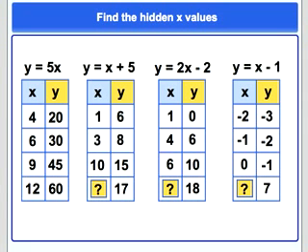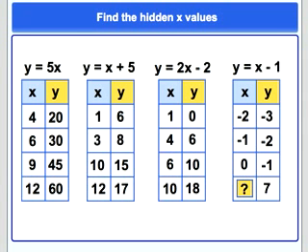Same as here. What would we add to 5 to get 17? Or we could say 17 minus 5, and again we would get 12. Here we have, what number multiplied by 2 and then subtracted by 2 will give us 18? We could just say 18 plus 2 is 20. 2 times 8 is 16, minus 2, that wouldn't work. 2 times 10 is 20, 20 minus 2 is 18, so this should be 10.